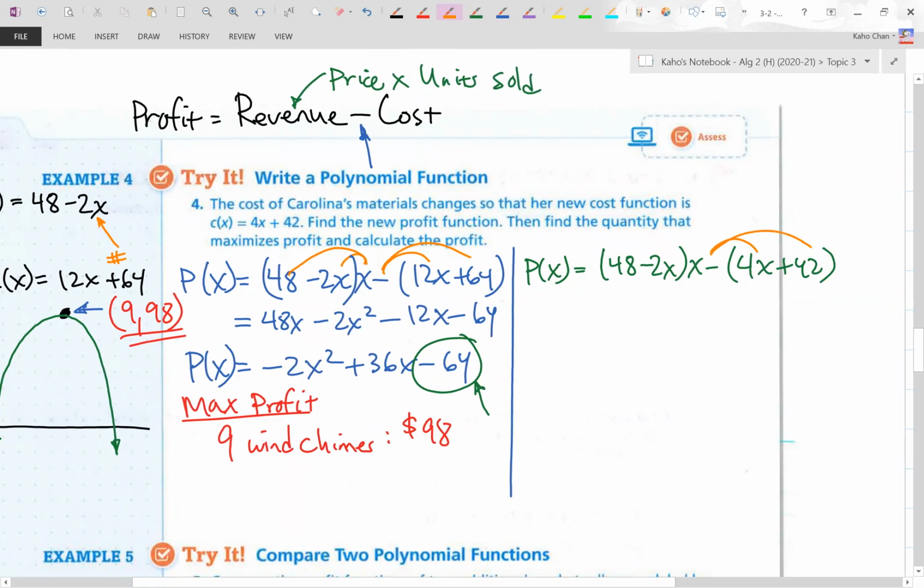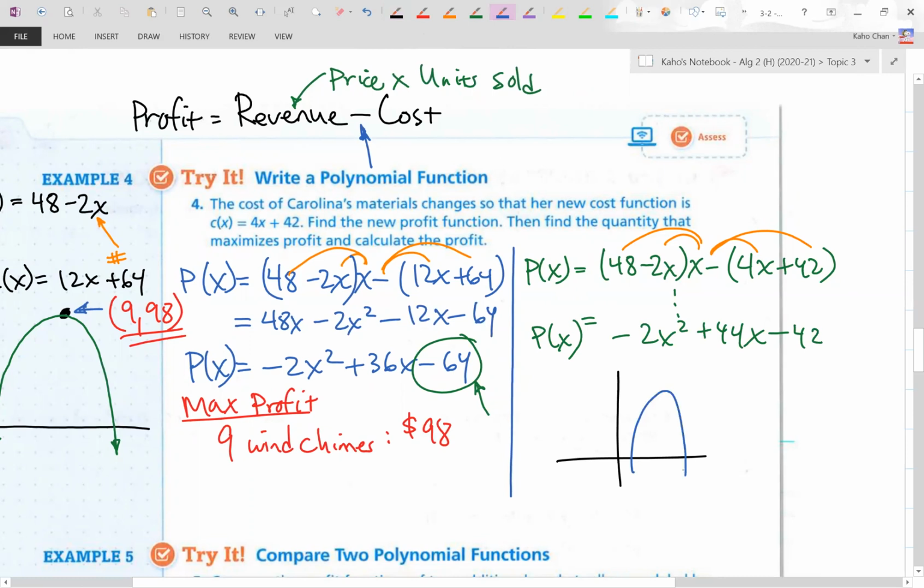Distribute the negative sign, distribute the x this way, and ultimately, with this scenario, we get a final answer of negative 2x squared plus 44x minus 42 for my profit function. Interestingly enough, on the graphing calculator, and I know I'm kind of skipping some of that, this particular function has a different maximum. In this case right there at 11 and $200. Wow, very nice. 11 wind chimes, $200.